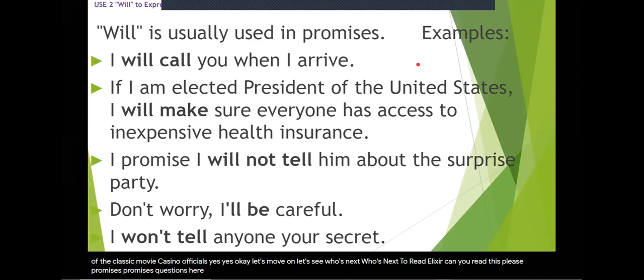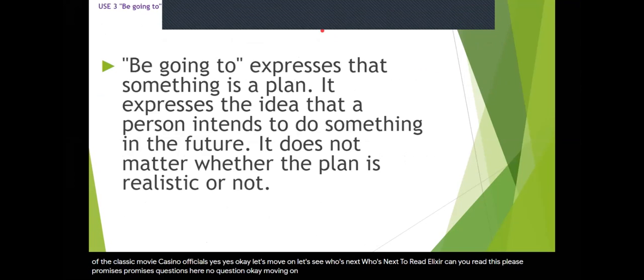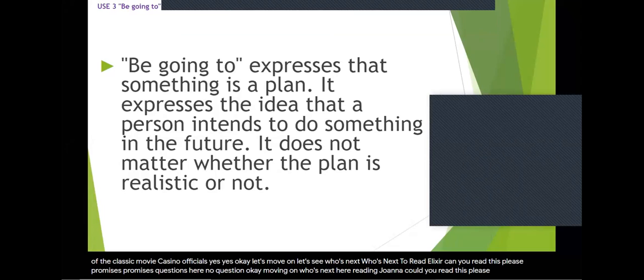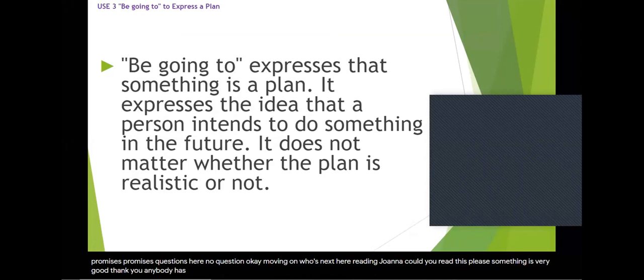Questions here? No question. Okay, moving on. Who's next here reading? Johanna, could you read this, please? Be going to expresses that something is a plan. It expresses the idea that a person intends to do something in the future. It does not matter whether the plan is realistic or not. Very good, thank you.